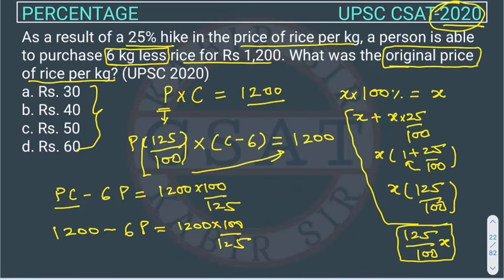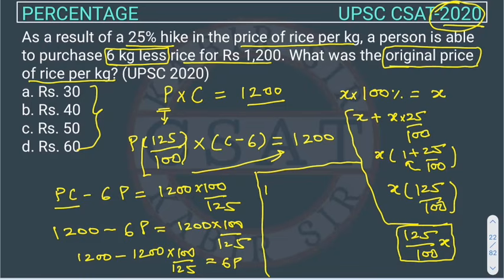Okay, now we will take 6P this side and we will bring this value this side. So it will become 1200 minus 1200 into 100 upon 125 is equal to 6P. You can solve it very easily, but I am telling you all the steps so that every person can get it. So we can take 1200 common, then it will become 1 minus 100 upon 125 is equal to 6P. Right. Then the LCM will be 125: 125 minus 100, 25 upon 125 is equal to 6P.